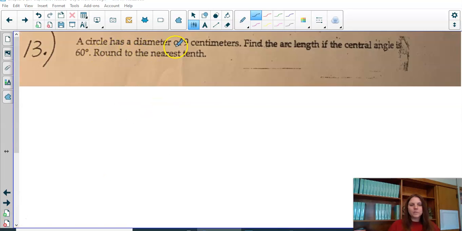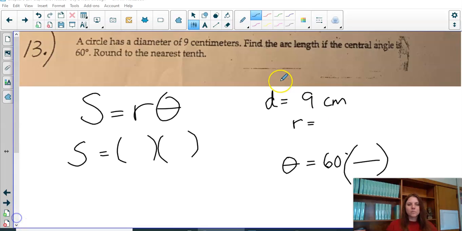Number 13, a circle has a diameter of 9 centimeters. Find the arc length if the central angle is 60 degrees. Round to the nearest tenth. Same formula, S equals R theta. So I wrote down the 9 centimeters. I need half of that. So take 9 divided by 2, and that gives you 4.5. So the radius will be 4.5 centimeters.